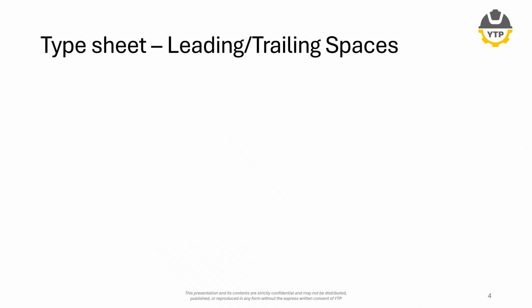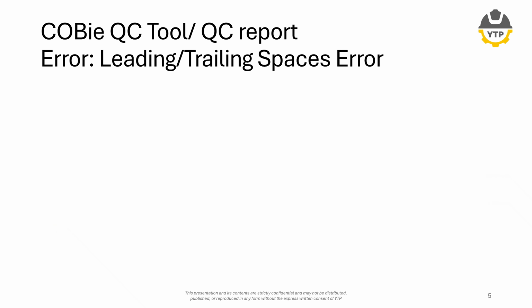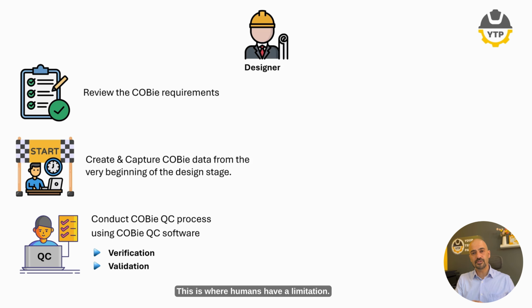For example, something as simple as an extra space before or after a value, or what's called leading or trailing spaces, which is difficult for us as humans to notice, but for a software system, that small error can cause problems. This is where humans have a limitation. We naturally look at the overall meaning and context, so we can easily miss small errors that software will see as important. That's why software-based QC is so important. It helps us find these small overlooked errors and make sure the data is clean and ready for the system to use it.